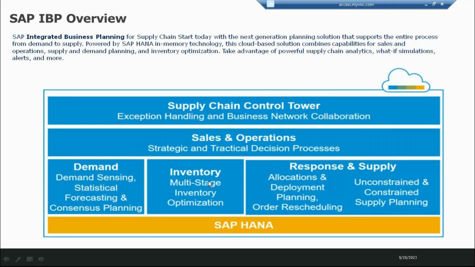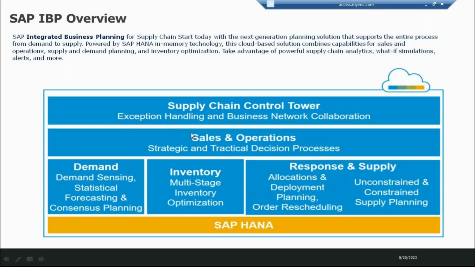Then the next one is response and supply. Here we are forecasting that this many units I need to manufacture. But how you are manufacturing, completing our production process, procurement process and distribution process, all these things are going to be covered by this module, response and supply.